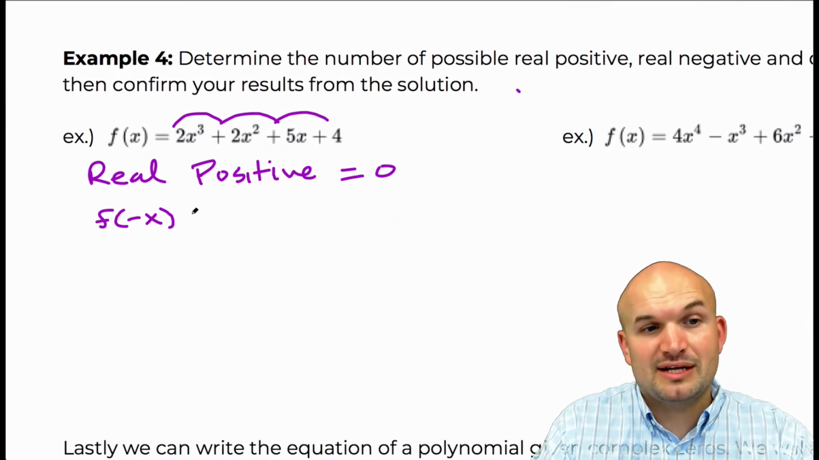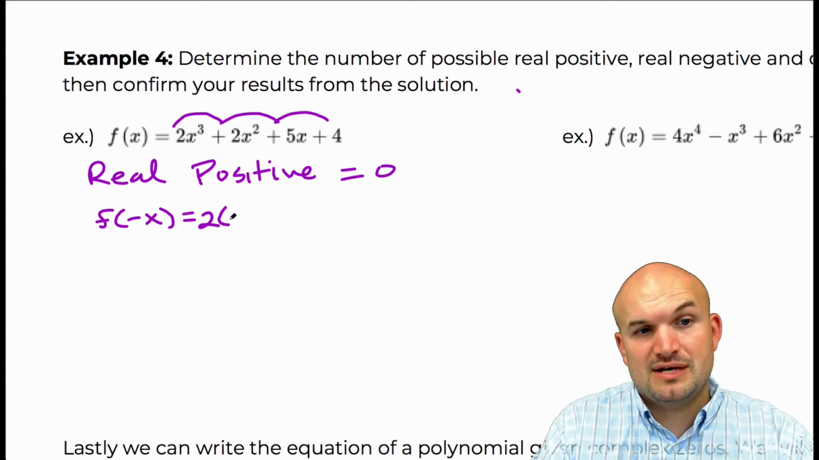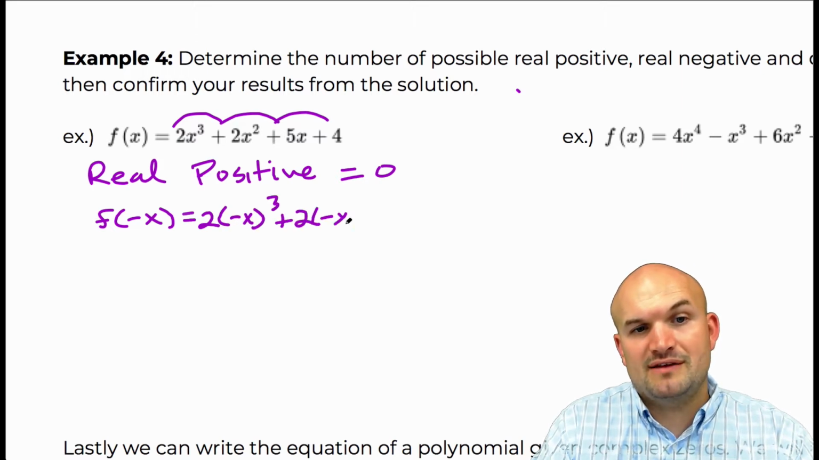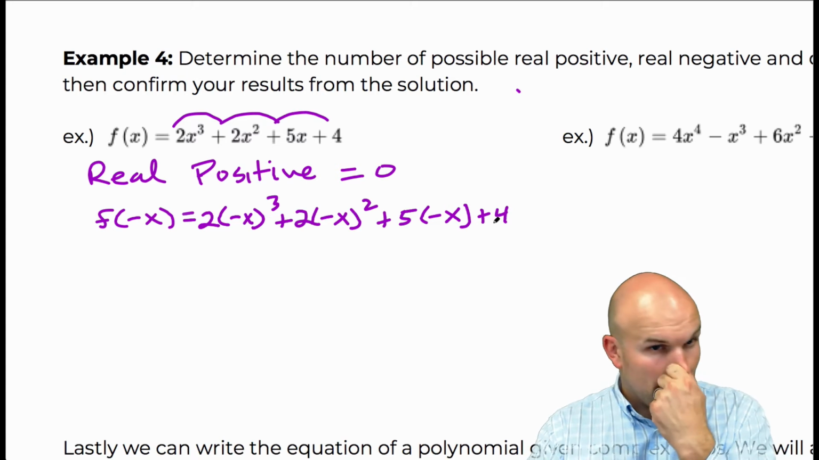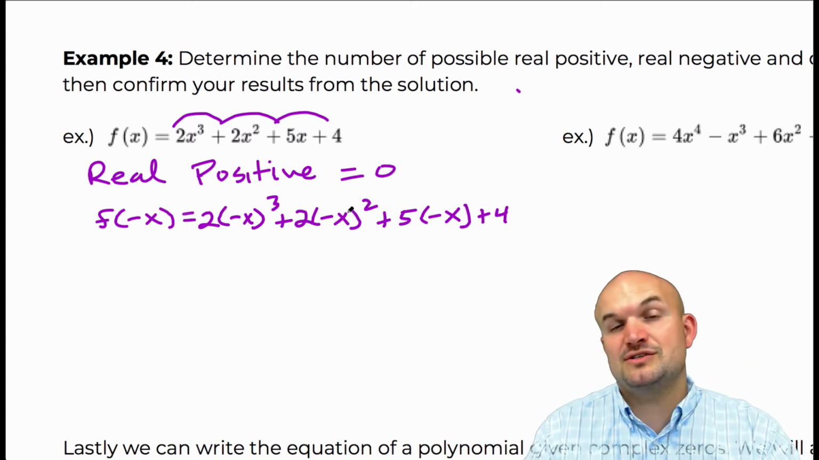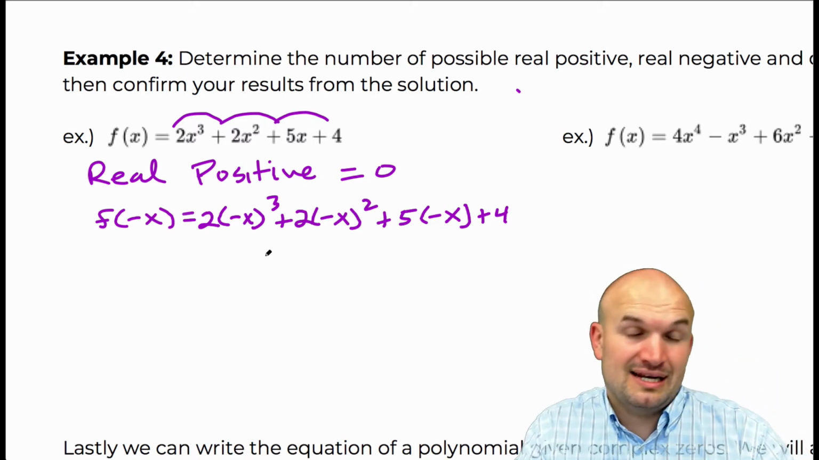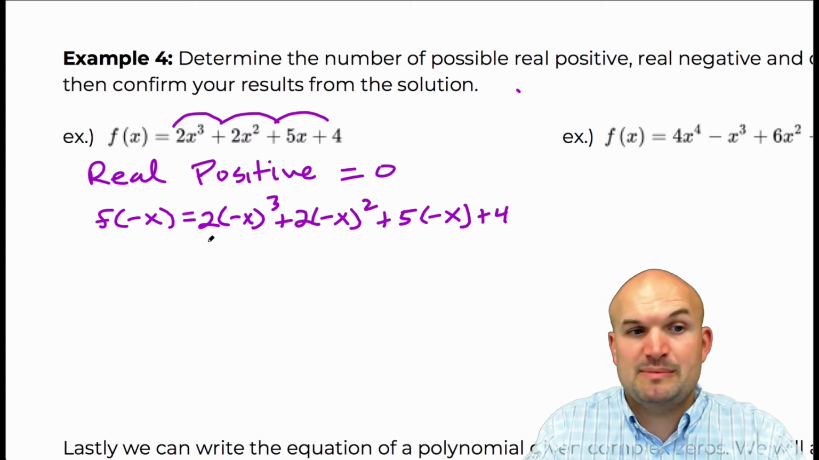So now I'm going to plug in a negative x for x. So I have 2 times negative x cubed plus 2 times negative x squared plus 5 times negative x plus 4. Okay? Now, remember, any negative number raised to an odd power is going to be negative, and any negative number raised to an even power is going to be positive.